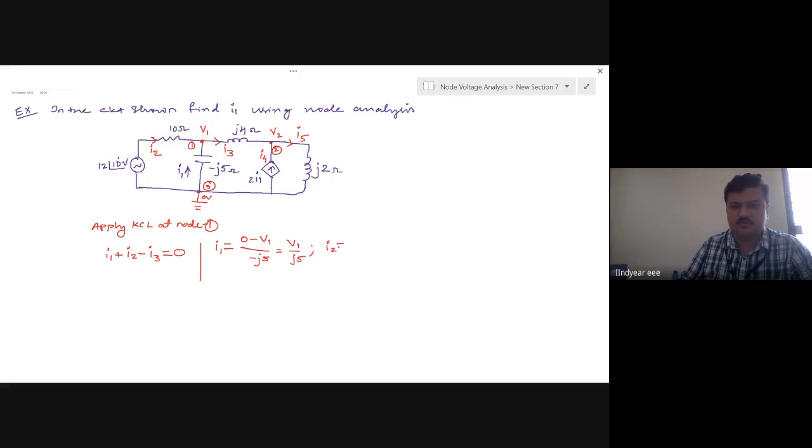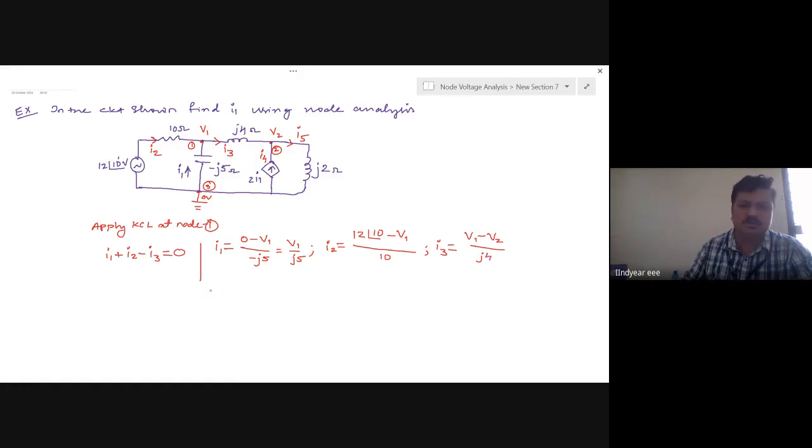I2 is equal to, it is flowing from the 12 volt source to V1. So it is 12 at an angle 10 minus V1 divided by 10. I3 is flowing between V1 and V2. So it is V1 minus V2 divided by J4.